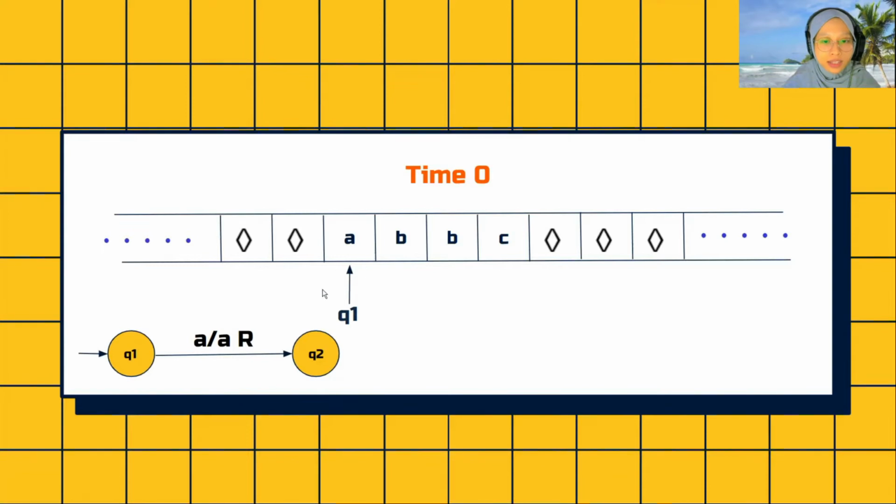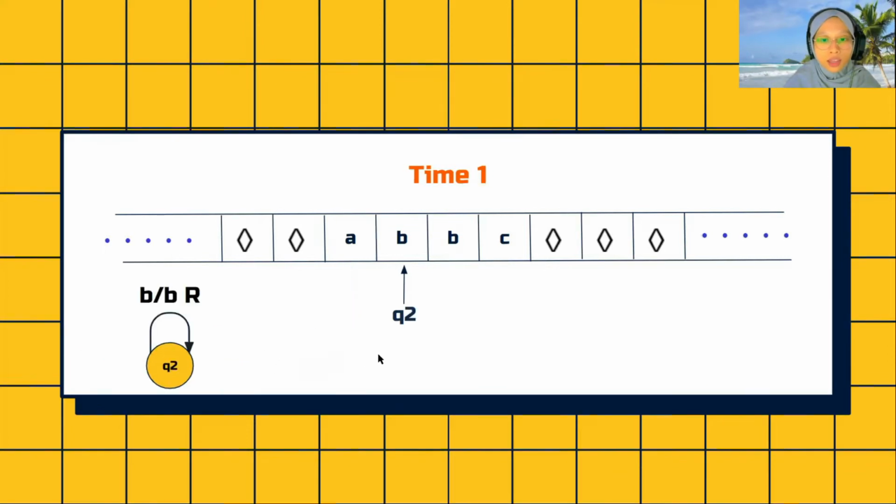Firstly, the tape head will move to A. When it reads A, it will write A, and the tape head will move to the right, and the transition will move to Q2. Next is the tape for time 1. At time 1, the state is now Q2.